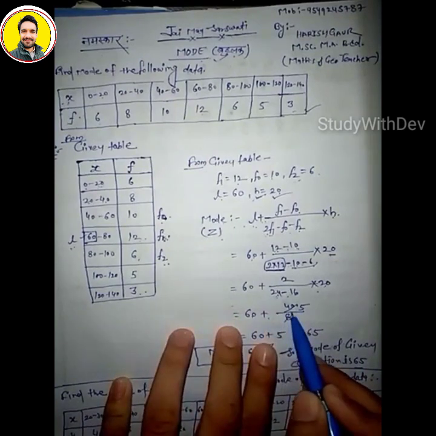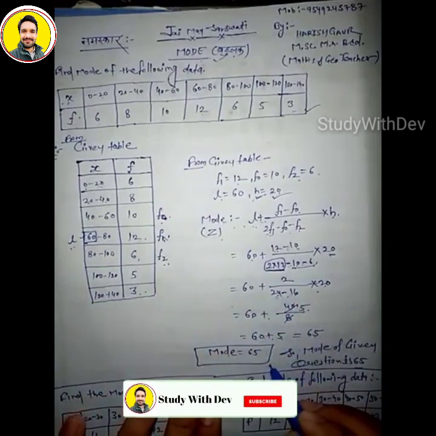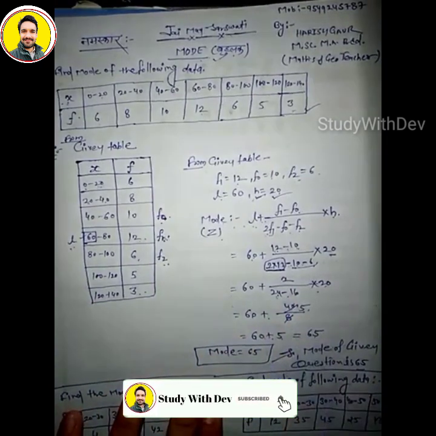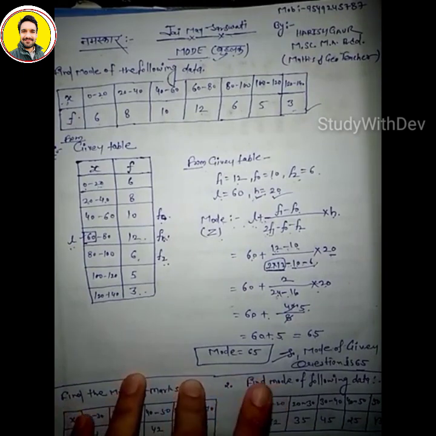So cut by 8, 5. Now 60 plus 5 equal to 65. It is your answer of the given question of mode.